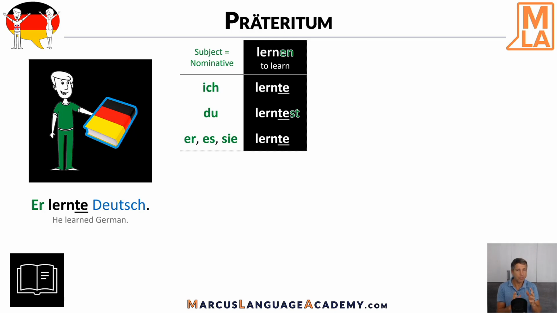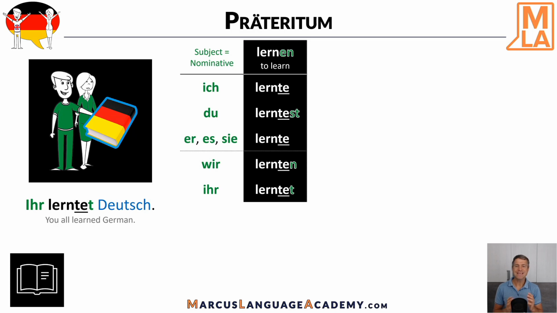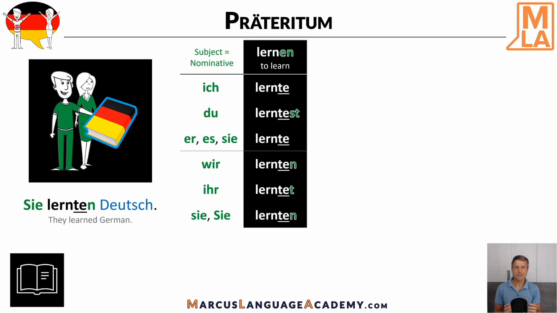And the plural is conjugated like this. Wir lernten. Wir lernten Deutsch. We learned German. Ihr lerntet. Ihr lerntet Deutsch. You all learned German. Sie lernten. Sie lernten Deutsch. They learned German. Okay. Irregular verbs behave a little different.